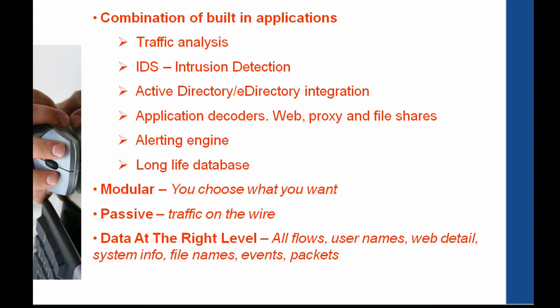So if you want a high-level report, for example, you want to see top users on a WAN connection, you can have that. But if you're doing some analysis on the network and maybe you've got an issue with intrusion detection, you can have low-level information, like you can get the packets associated with that.